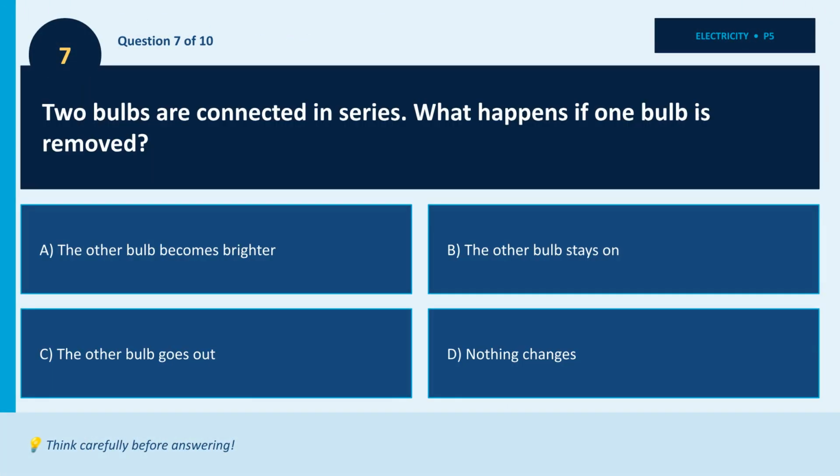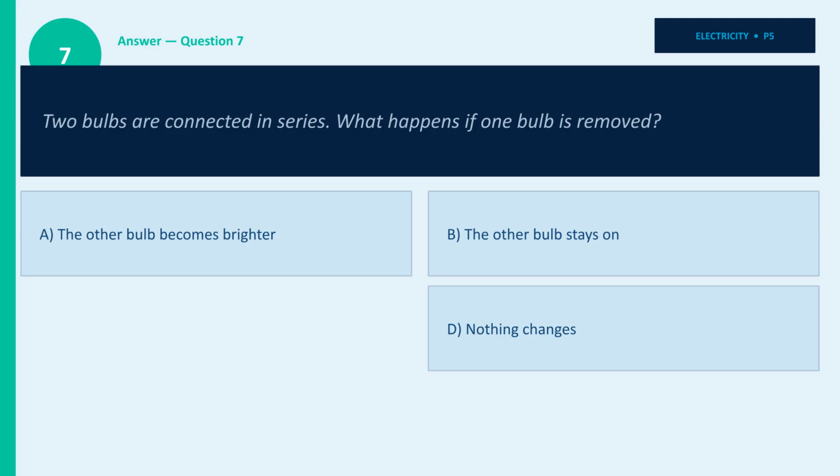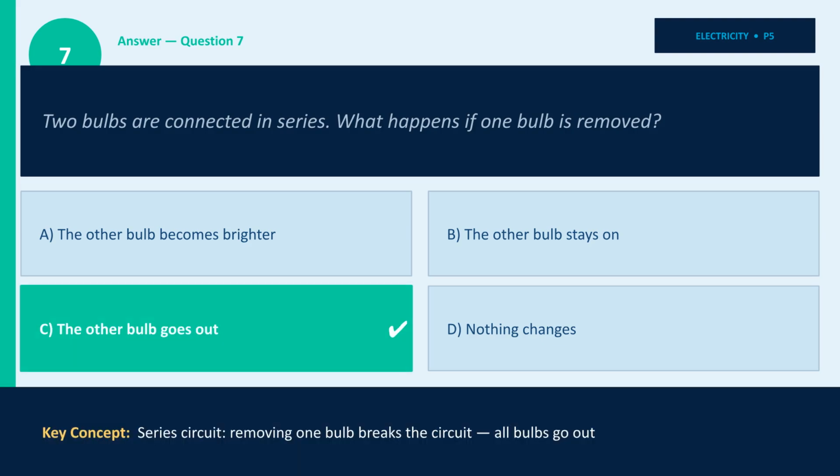Question 7. Two bulbs are connected in series. What happens if one bulb is removed? Think about the path of electricity in a series circuit. The answer is C. In a series circuit, removing one bulb breaks the entire circuit, and all the bulbs go out.